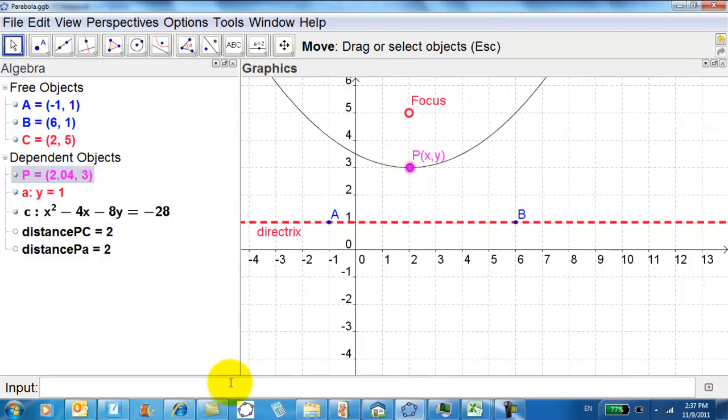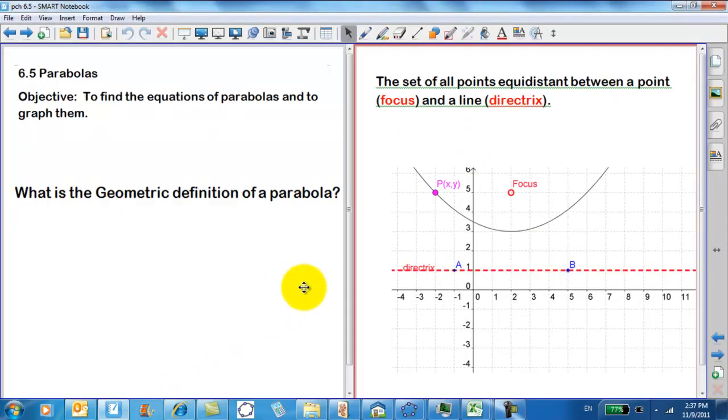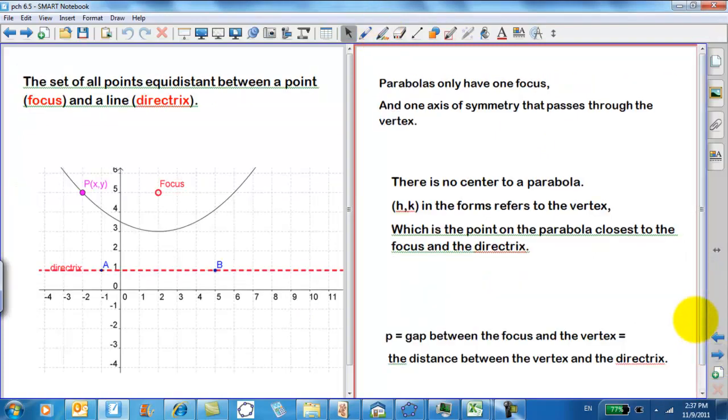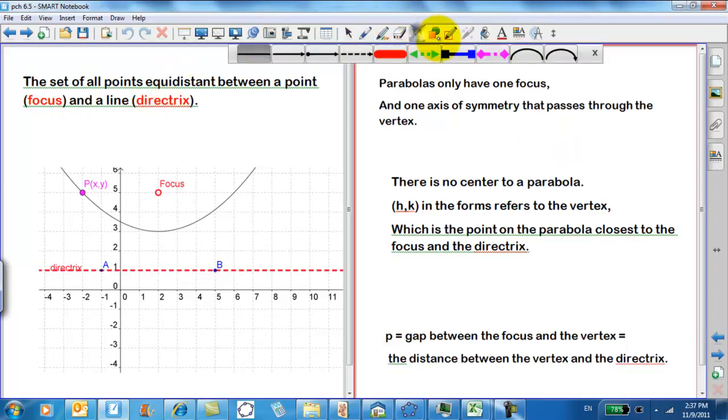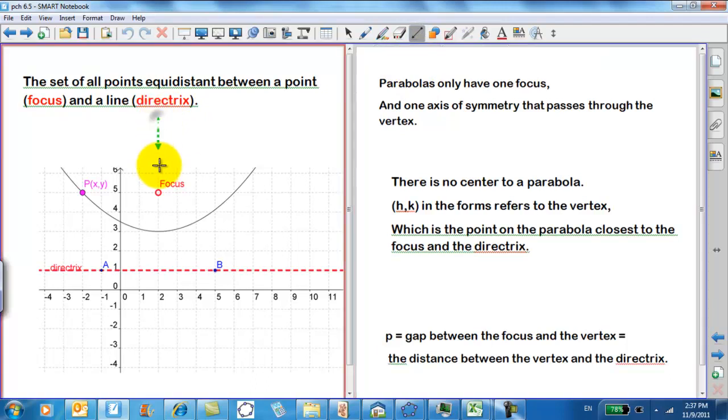Let's repeat this in our notes. So here we go. The set of all points equidistant between a point, the focus, and a line, the directrix. And let me put in some little notes in here too. Some of the ideas: there's only one axis of symmetry, and that comes right down the middle of the parabola. There's the axis of symmetry, and we're going to abbreviate that from now on as AOS.